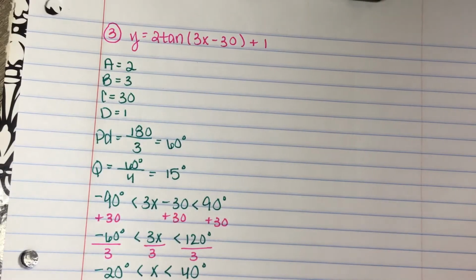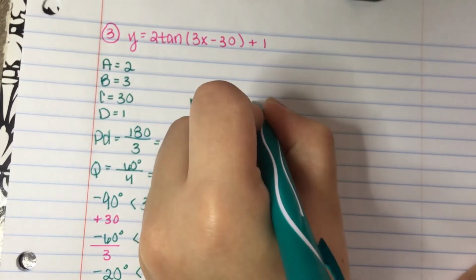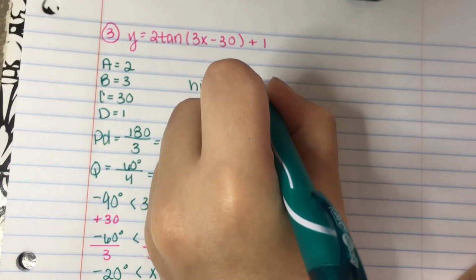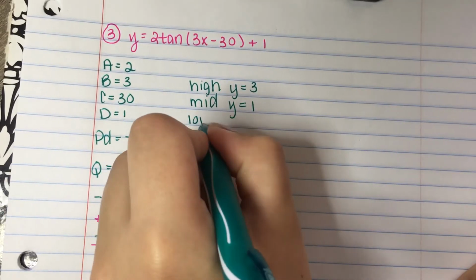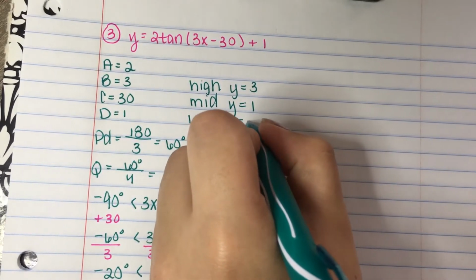All right, and then now we can do our midpoint is at y equals d, and d here is 1. Our high point, we're going to add that amplitude, and the amplitude here is 2, so I'm going to add 2 and I get 3. And I'm going to have my low point, and I'm going to subtract amplitude. 1 minus 2 is going to be negative 1.